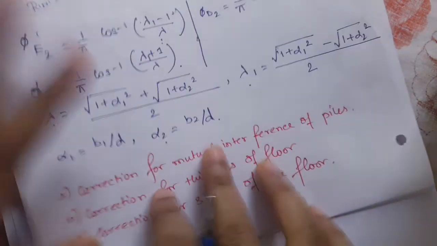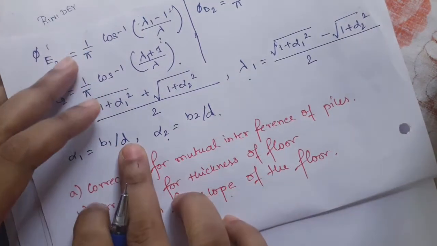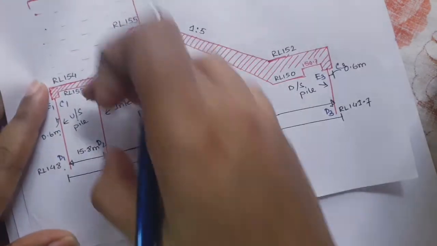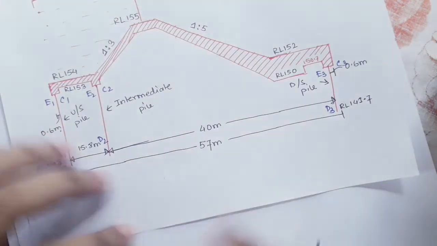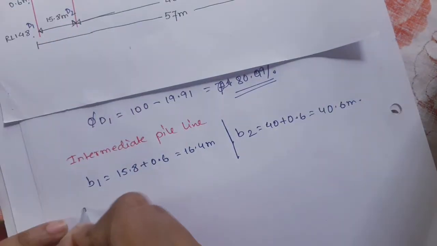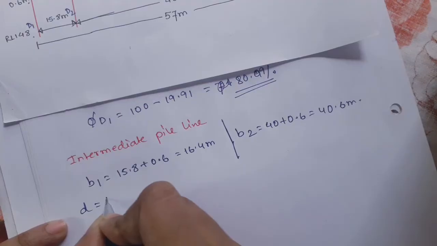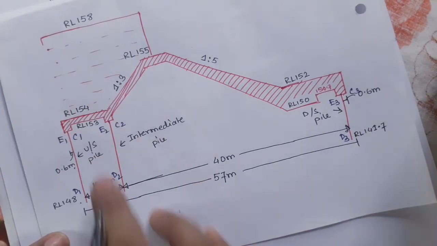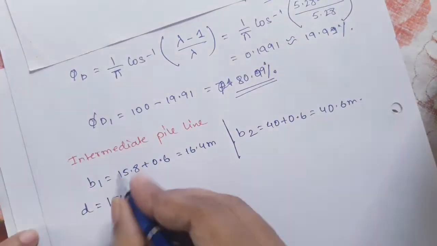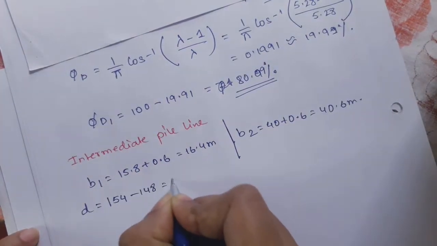Now we have got the values of B1 and B2. We know D, because for the intermediate pile and the upstream side pile D is the same. This D is nothing but 154 minus 148, which is 6 meter.